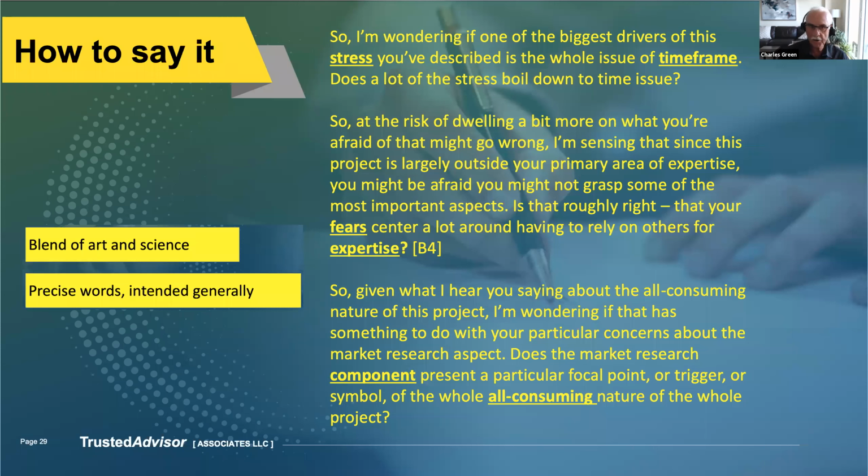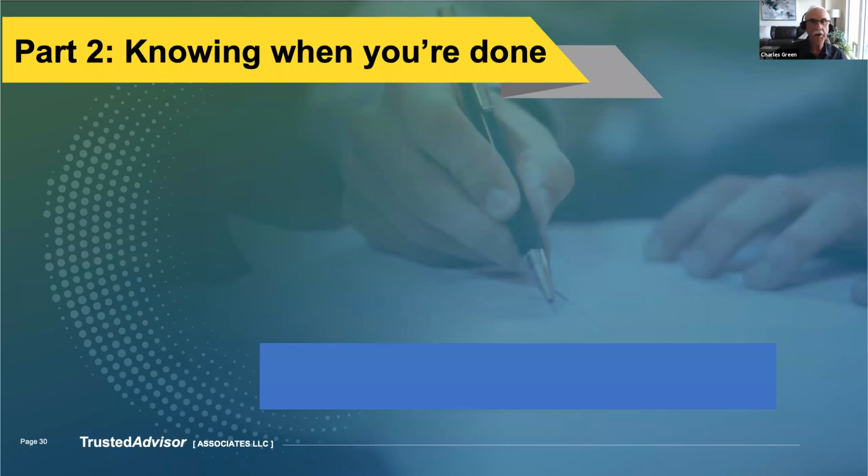Again, art and science: your words have to be unique to you. Nobody can come up with specific language that will cover every situation. When you're dealing with interpersonal relationships, I think that's almost inevitable. There are no magic bullet phrases that work all the time. You need to absorb the intent here.